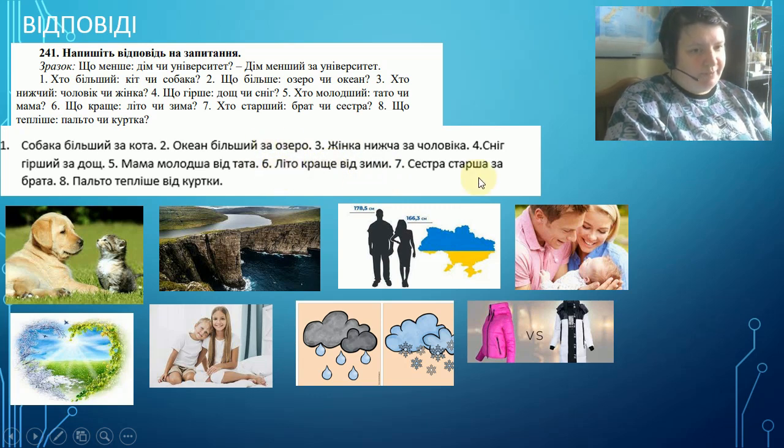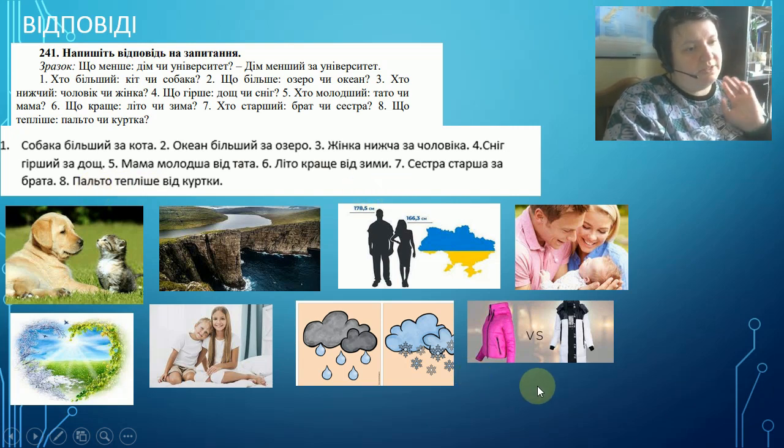Сестра старша за брата. The sister is older than brother. So, endings are grammatical feminine here. Пальто тепліше від куртки. The coat is warmer than jacket. We have ending a because it's grammatical neuter. So, I hope you will understand.